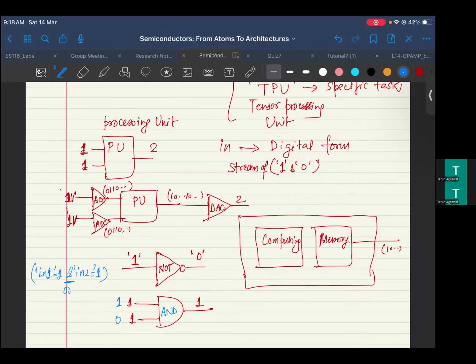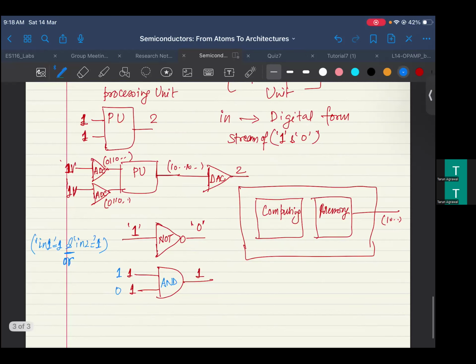If we do OR, that would be another gate which you will see, right? Where you are applying 1, 0, it would give you a 1 output. Here it was giving a 0 output, right? So these are the simple gates which are powering, which are inside this computing unit and making it possible.